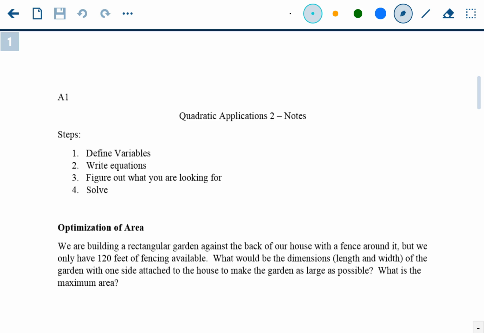So for projectiles, there's always time versus height. For these, you're going to have different variables. So the first step you want to do is define your variables, write your equations, figure out what you're looking for, whether it's the x-intercepts, the y-intercept, the vertex, most commonly the vertex, and then solve for whatever you're looking for using whatever methods you feel appropriate. Whether it's put it in standard form, put it in factored form, you can graph them.